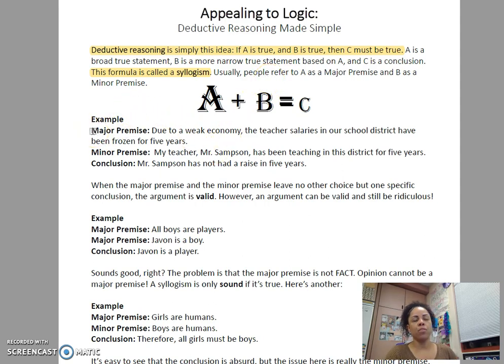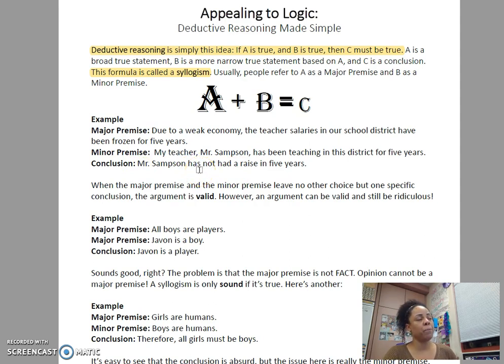Major premise: due to a weak economy, the teacher salaries in our school district have been frozen for 5 years. Now, a minor premise that derives from this major premise is: my teacher, Mr. Sampson, has been teaching in this district for 5 years. These are both truths. Notice the major premise is a more general truth, and then the minor premise is a more specific truth, but it's based on this major premise. Logical conclusion: Mr. Sampson has not had a raise in 5 years.